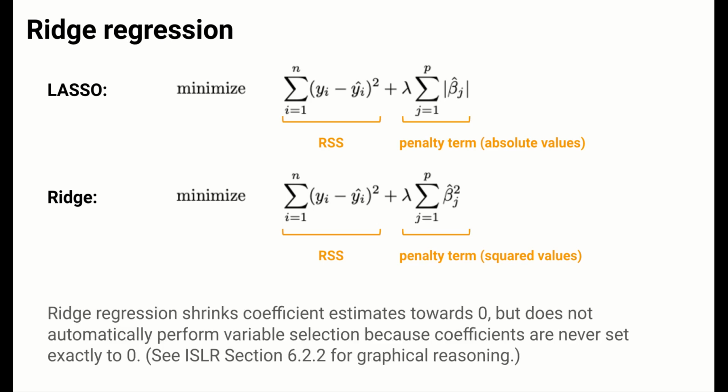Ridge regression and the LASSO share the same key concepts. Just like LASSO, ridge regression shrinks coefficient estimates towards 0 because of this penalty term. However, it does not automatically perform variable selection like LASSO does because coefficients are never set exactly to 0. We won't get into why this is the case here, but there's a nice graphical explanation in the ISLR book.